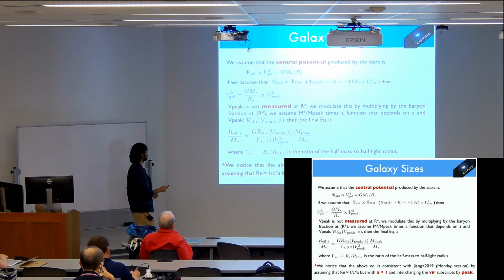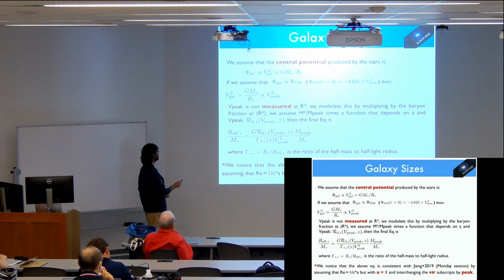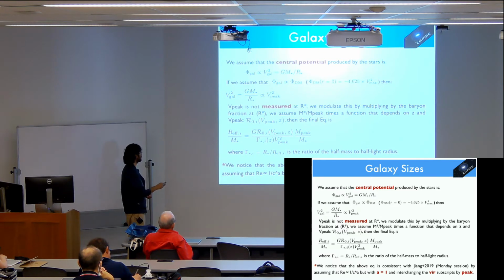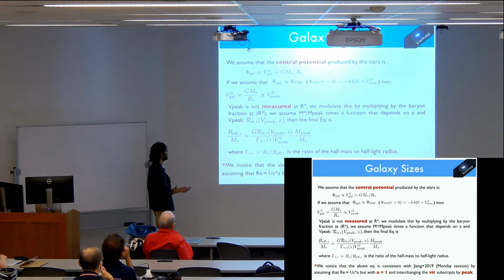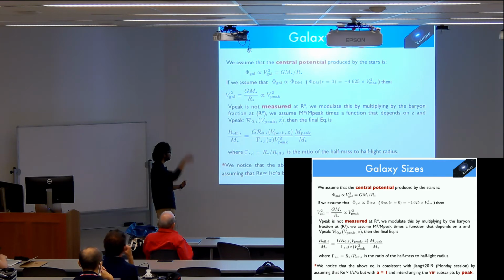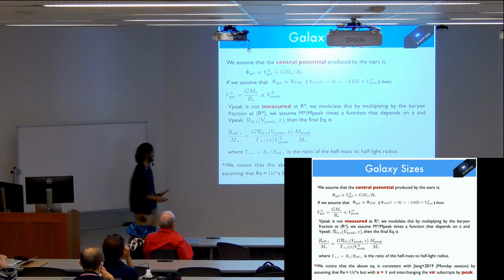If we assume that the central potential of the stars is proportional to the central potential of the halos, then this relation should be proportional to the V_peak squared. Now, V_peak squared is not actually measured at that distance. So in order to put an equality symbol here, we modulate by the baryon fraction at R_star.